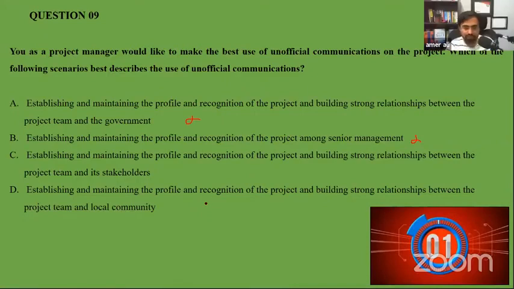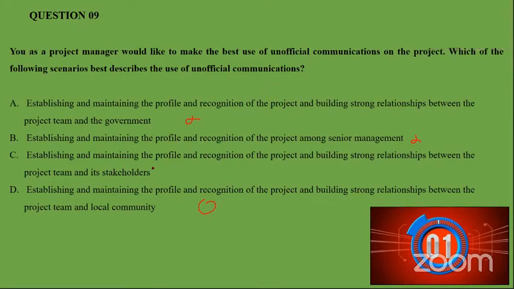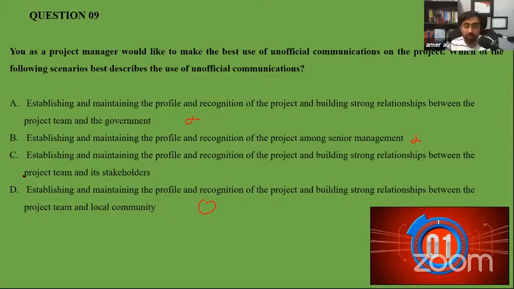Okay, you would go with the D option. So, how did you eliminate C? Let's talk about that, Umar. So C, because between the project team and its stakeholders, stakeholders are the ones who can influence or can be influenced. So the communication should be official. It should not be unofficial. We are not talking about project manager and its stakeholders. There can be thousands of stakeholders. How can we have official communication all the time with those stakeholders?